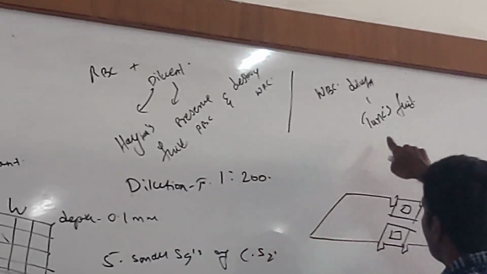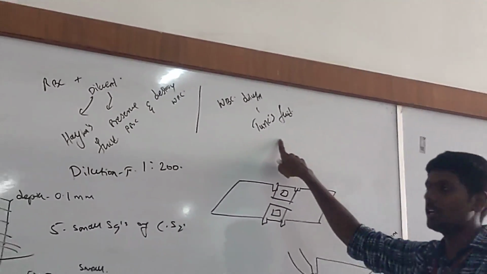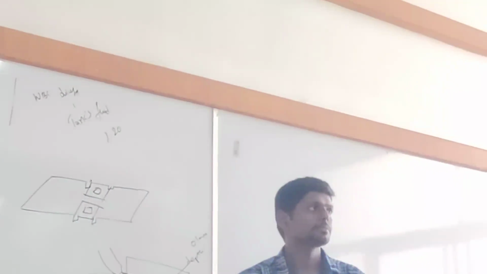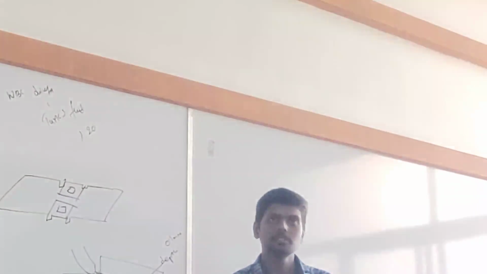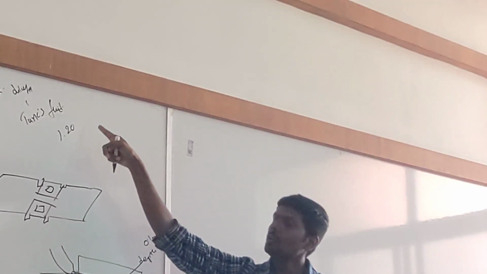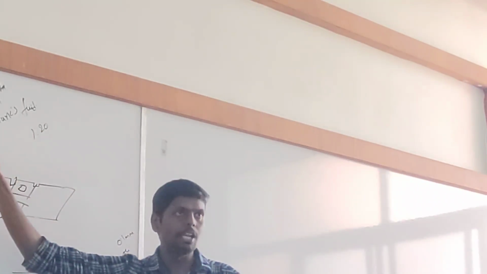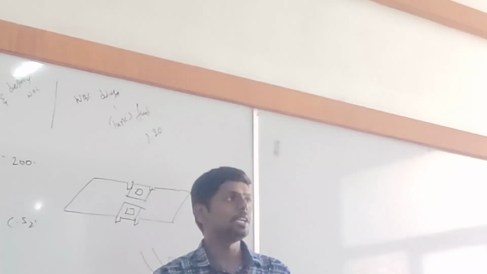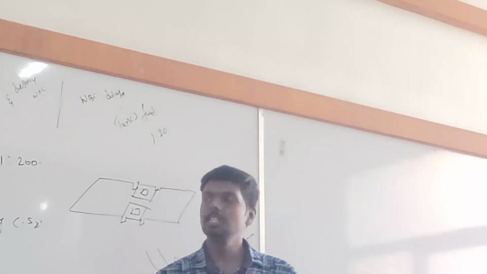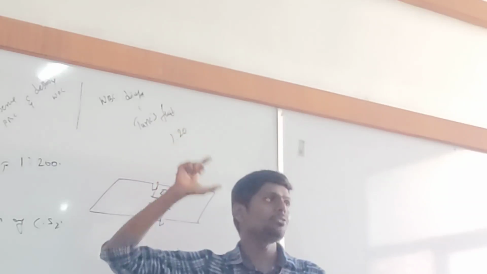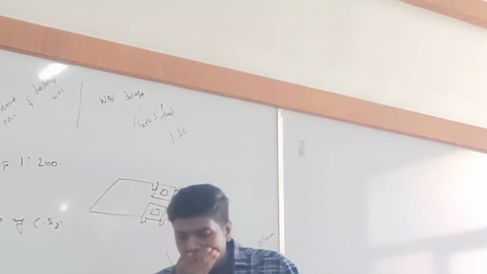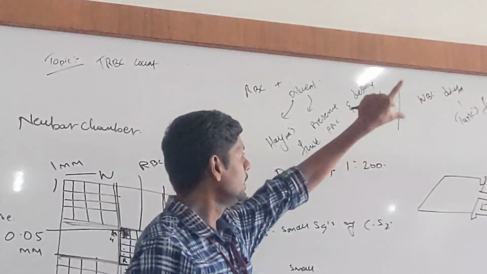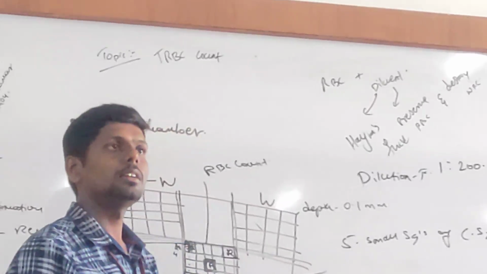Whereas the dilution factor for WBC is 1:20. Okay? 1:20 for WBC, whereas 1:200 for RBC. These are called dilution factors. I will let you know more about dilution factors later. You remember these things.